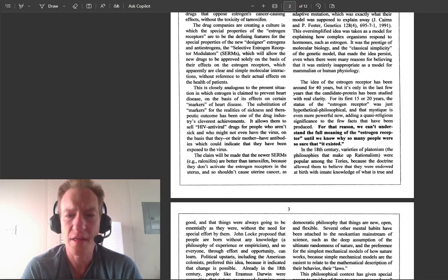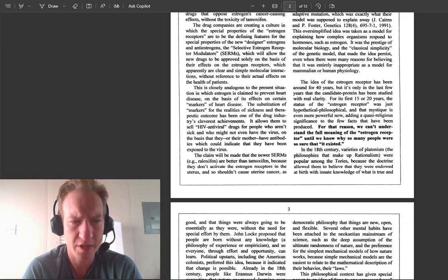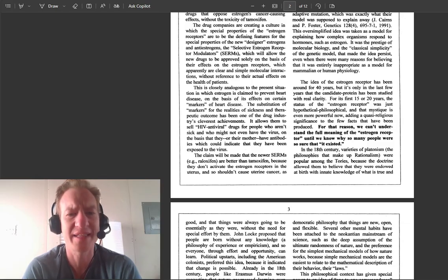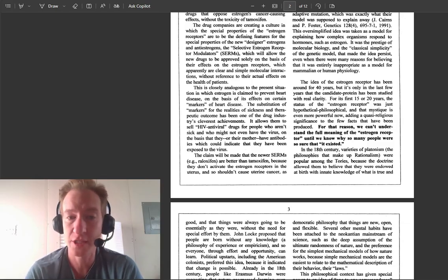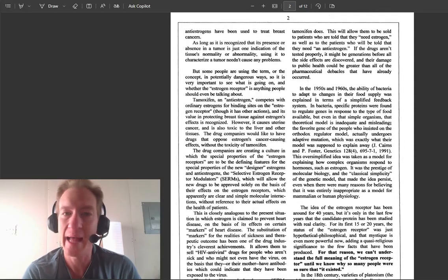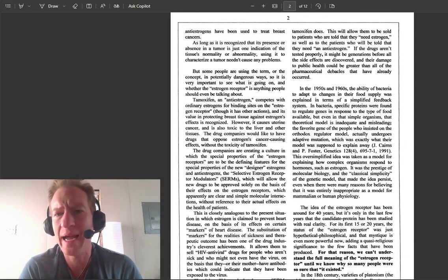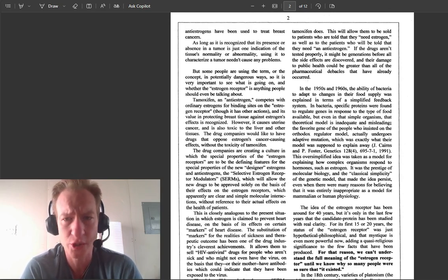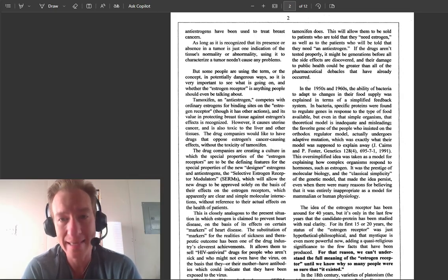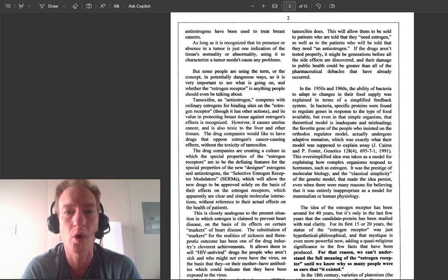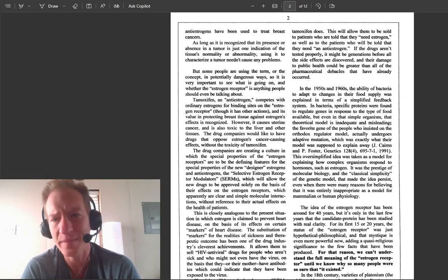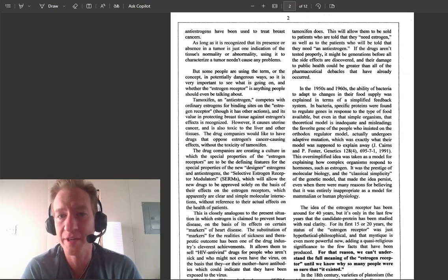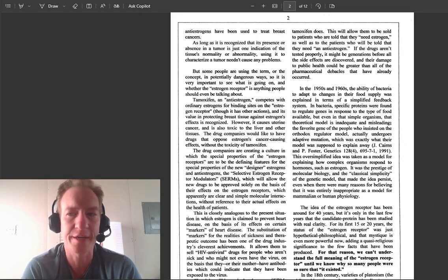The claim will be made that the newer SERMs, for example, raloxifene, are better than tamoxifen because they don't activate the estrogen receptors in the uterus, and so shouldn't cause uterine cancer, as tamoxifen does. This will allow them to be sold to patients who are told they need estrogen, as well as to the patients who will be told that they need an anti-estrogen. If the drugs aren't tested properly, it might be generations before all the side effects are discovered. And their damage to public health could be greater than all of the pharmaceutical debacles that have already occurred.